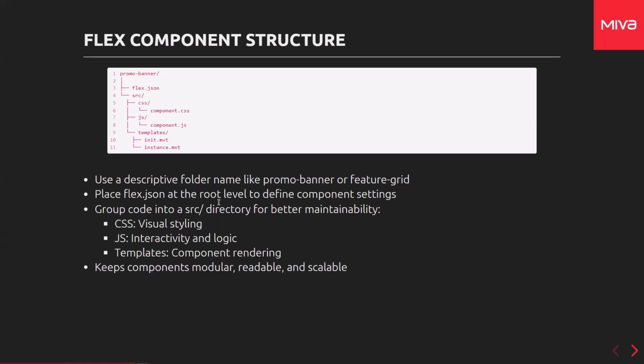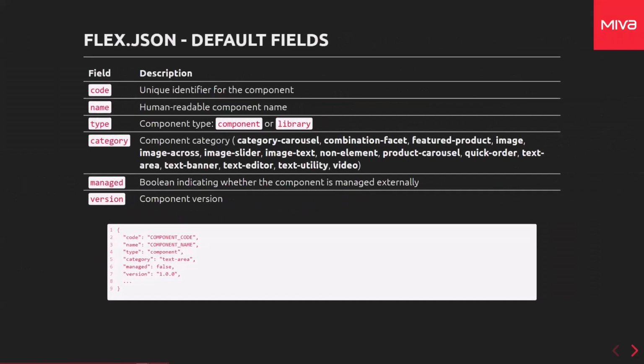All right, so the next step is to define your component's configuration within your flex.json. So let's take a deeper look into how this works. This file defines the user editable settings that will appear in the page builder UI when someone adds your component to a page. At the top level, the flex.json includes some basic required metadata, right, about the component. You have your default code, name, and version, which are all pretty self-explanatory.